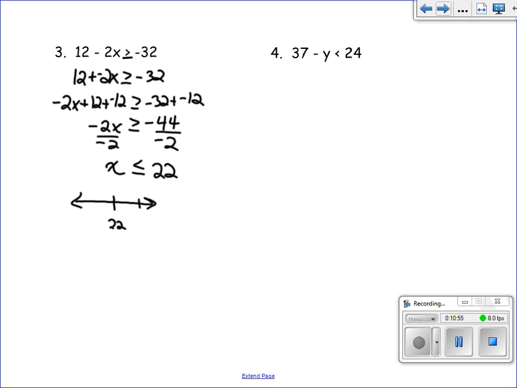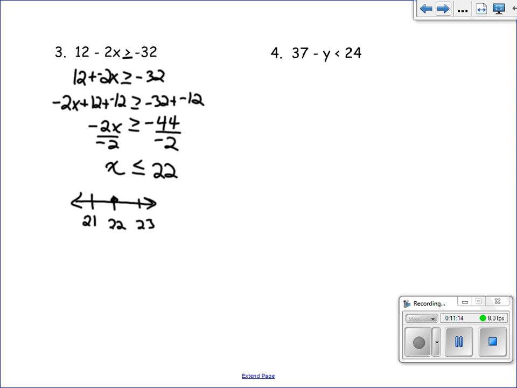Okay, you would have to do your quick graph with your number line. 22 goes in the middle. Make sure you're putting your numbers on here in the correct order. Think about that. What kind of circle should we put on 22? Caitlin? Closed circle, because this is less than or equal to, so it includes 22.